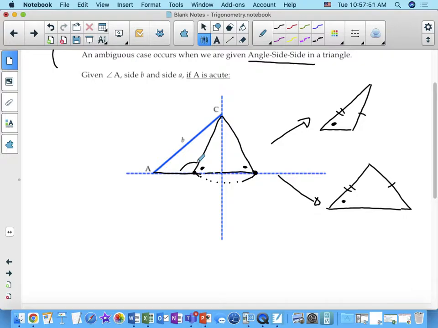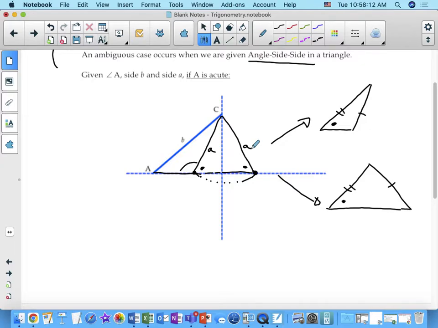Okay, so we have to kind of identify, this would be our side A, when this could possibly occur so that we can learn how to identify it, right? So we can be like, okay, what do we need to look out for so that we can see if this may be the ambiguous case of the sine law, okay?